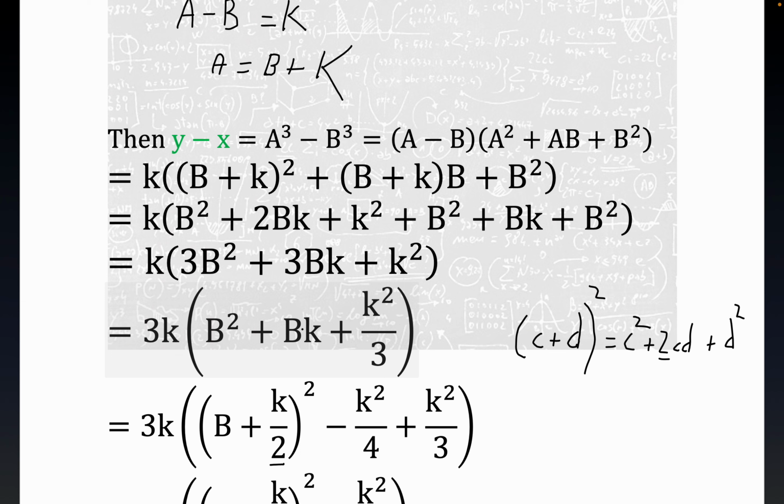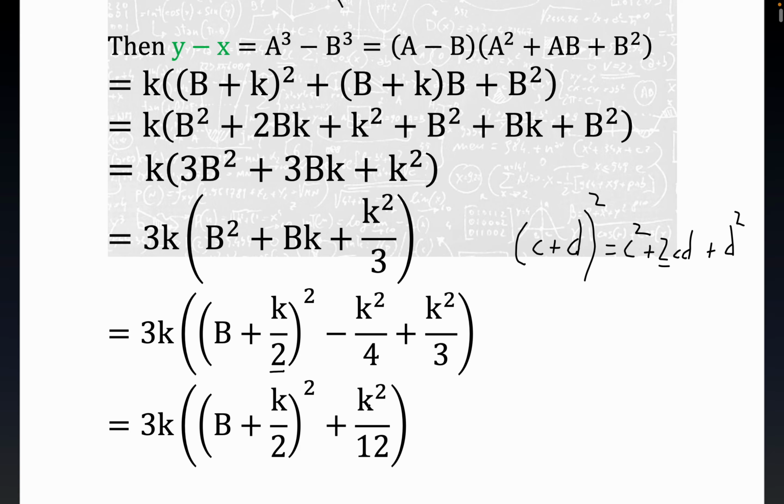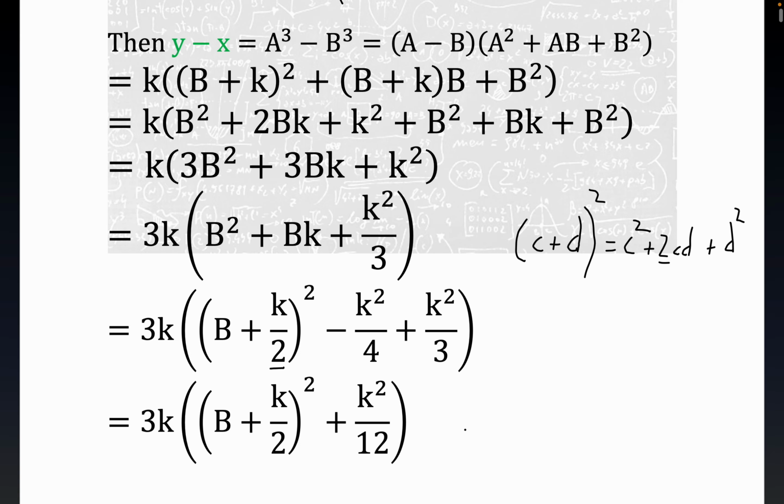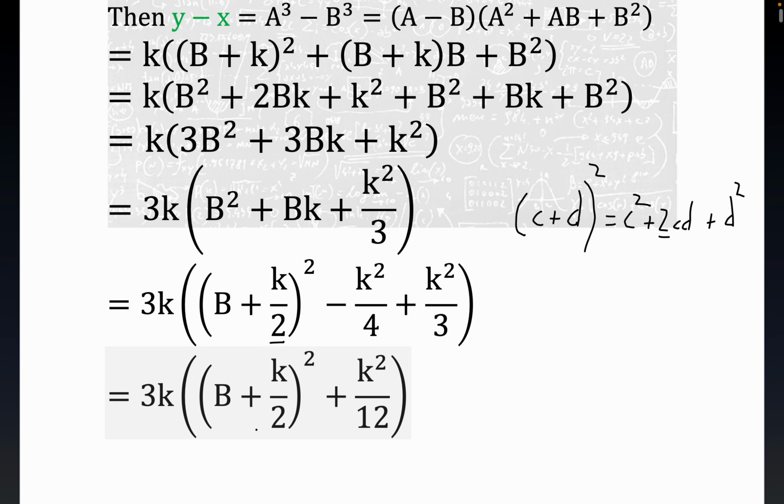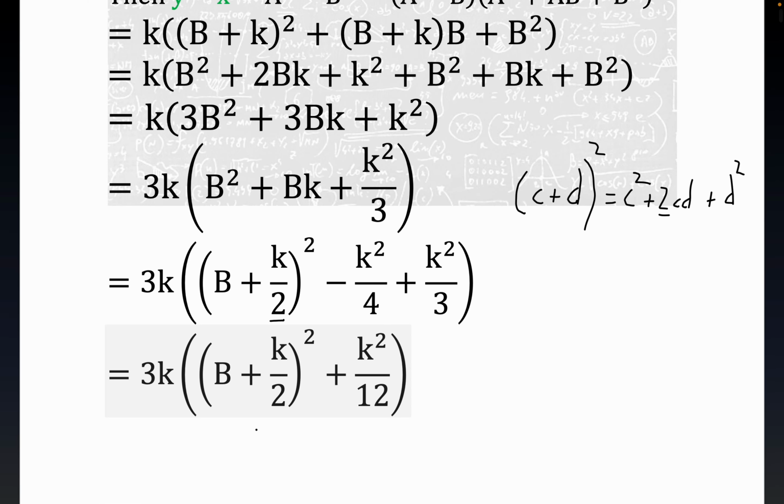But in the process, you, quote, made a mistake. K over 2 squared is this, so you have to subtract it off. Okay, and then the common denominator here is certainly 12, and we get down to this very nice object here. And remember, this is equal to y minus x, which is the thing we're trying to minimize, that difference between the real values y and x.